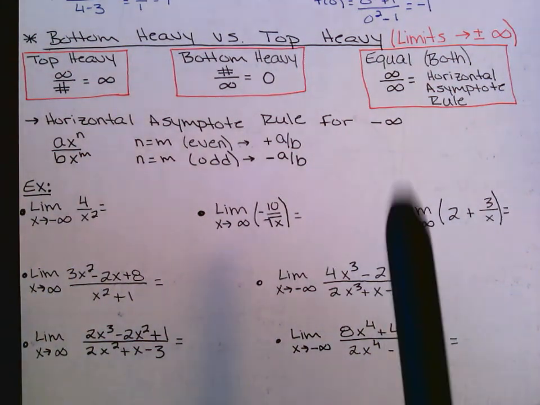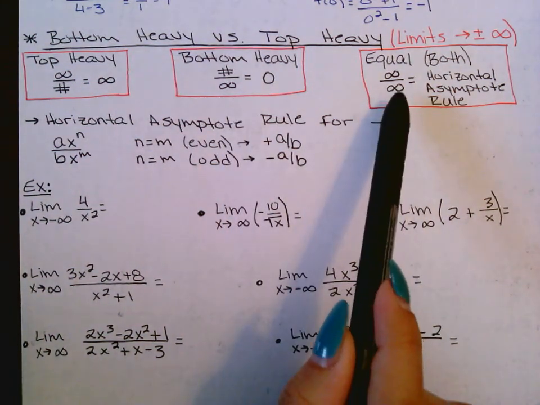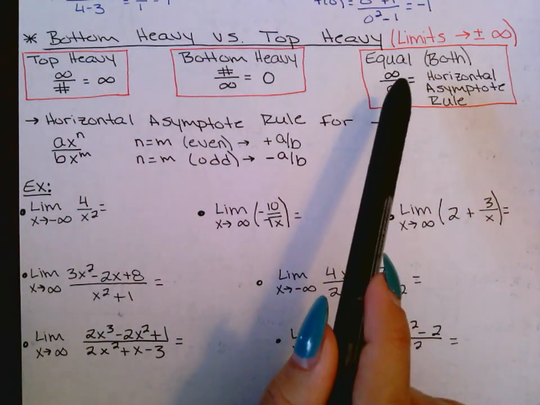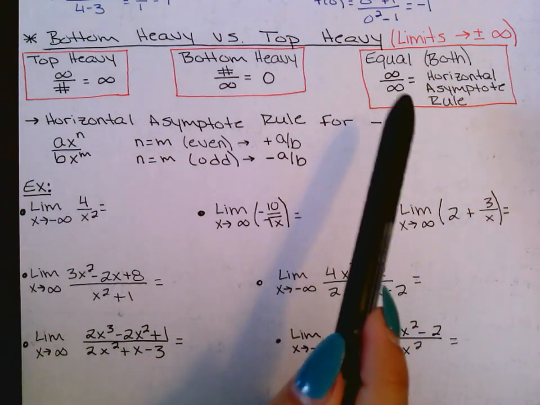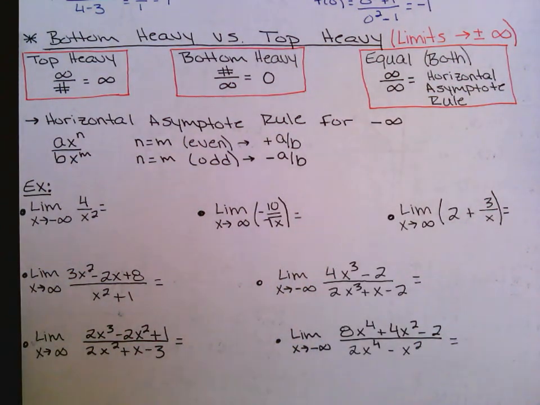The infinities can land on the bottom, or if there's a variable in both numerator and denominator, the infinities can land in both spots.